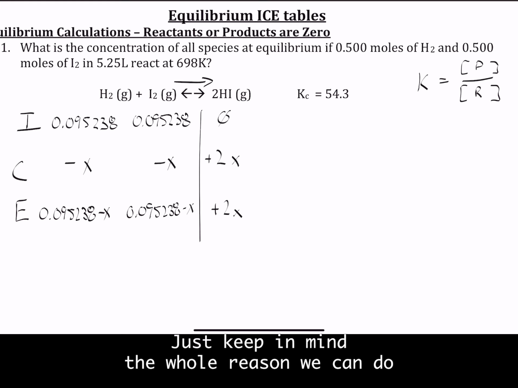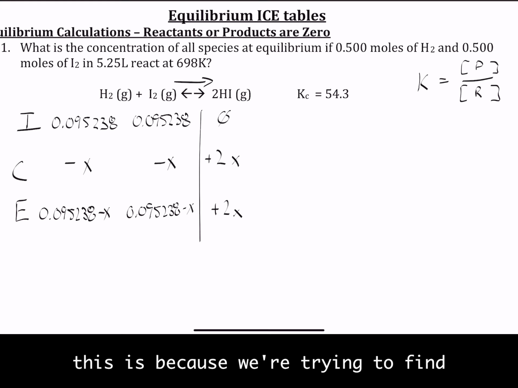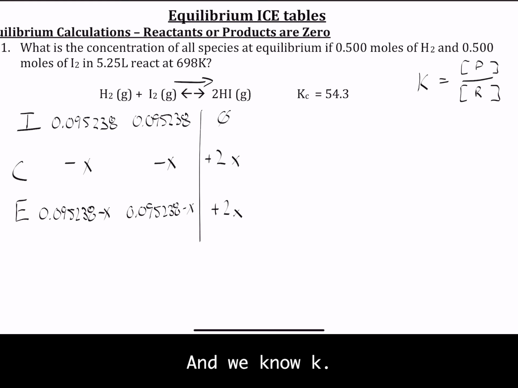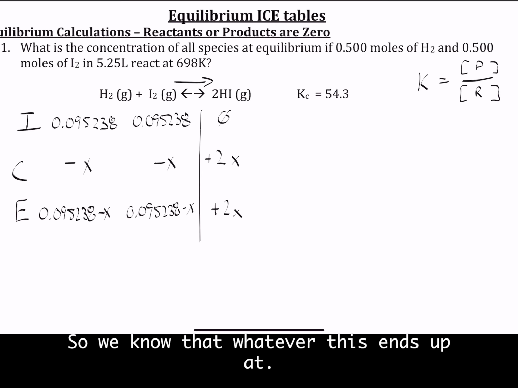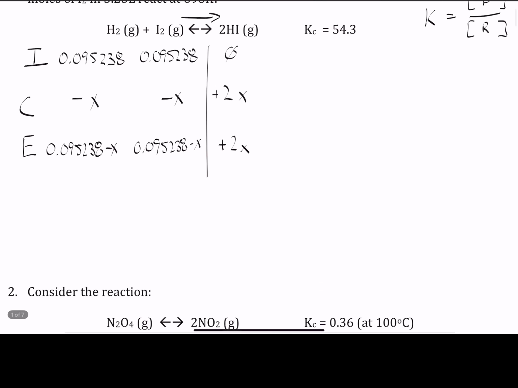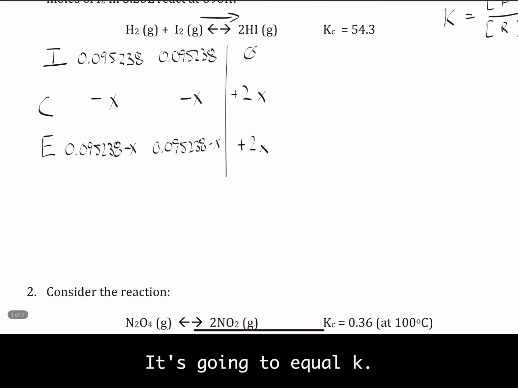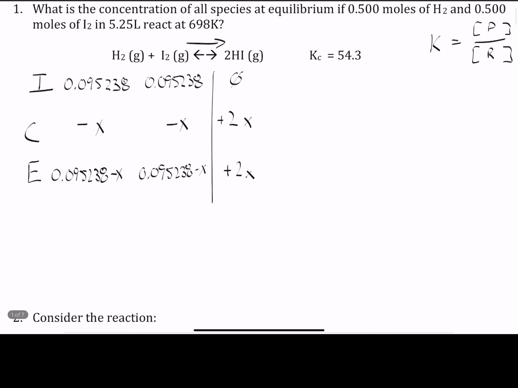Just keep in mind, the whole reason we can do this is because we're trying to find equilibrium concentrations, and we know K. So we know that whatever this ends up at is going to equal K. Where do I want to put this? I'm gonna put it up here. So this ends up being 2x squared.